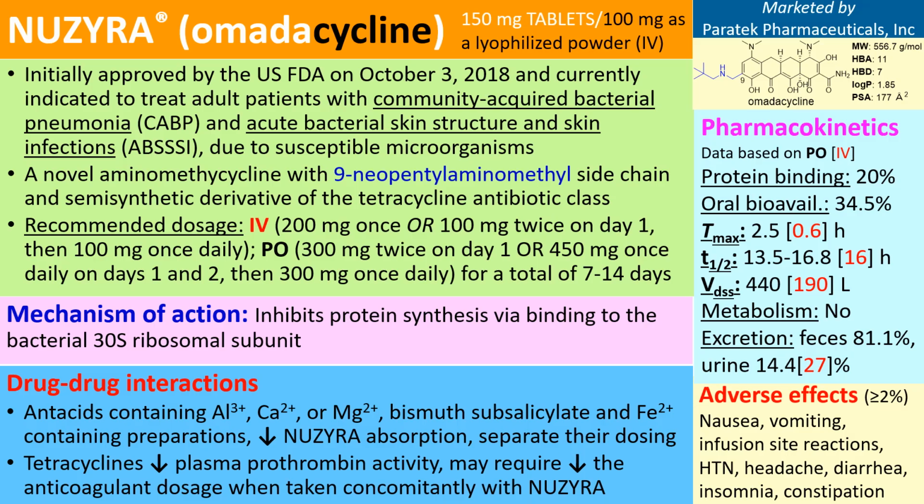Omadacycline, brand name NUZYRA. This medication was initially approved by the US FDA on October 3, 2018, and is currently indicated to treat adult patients with community-acquired bacterial pneumonia and acute bacterial skin and skin structure infections due to susceptible microorganisms.